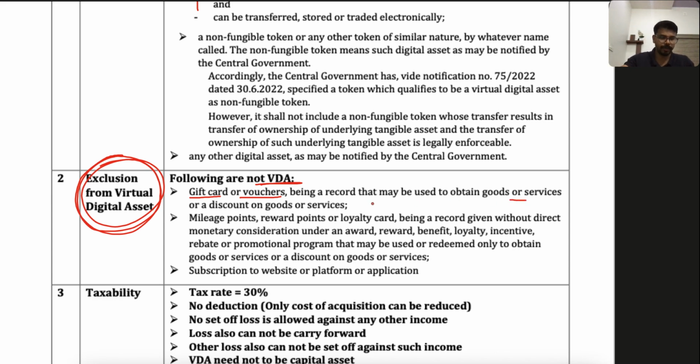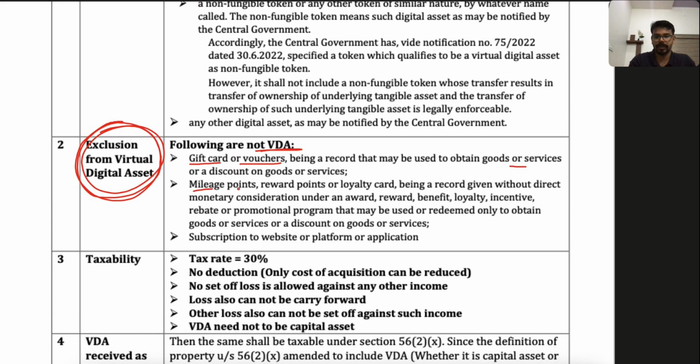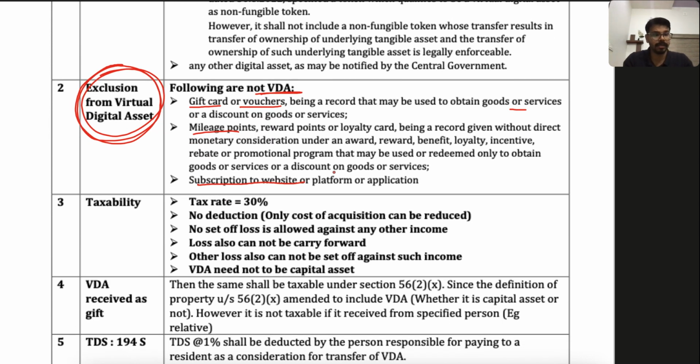That means gift cards, coupons, that is not a virtual digital asset. Mileage points and subscription to a website or platform or application, those things are not virtual digital assets, so that's not coming under the purview of this section.